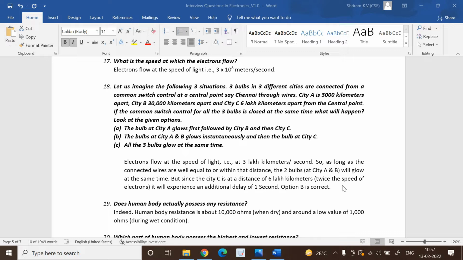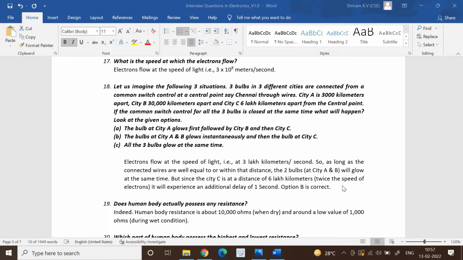What is the speed at which the electrons flow? I repeat, what is the speed at which the electrons flow? Electrons flow at the speed of light. Please remember, it is equivalent to the speed of light, that is 3 into 10 to the power of 8 meters per second. Remember, this is a very important question.